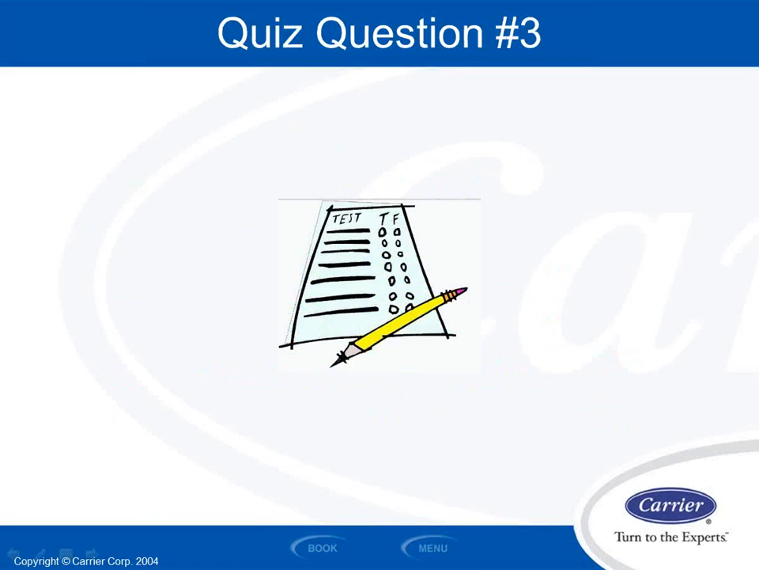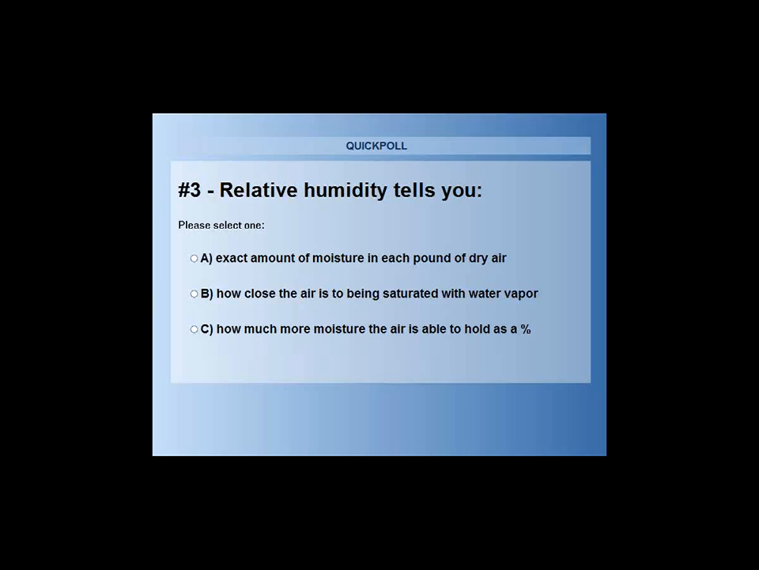All right, so relative humidity tells you what? A, the exact amount of moisture in each pound of dry air, B, how close the air is to being saturated with water vapor, or C, how much more moisture the air is able to hold as a percentage, right? So this one's a little bit trickier than some of the other ones, so we'll see how folks do. Read it carefully, please.